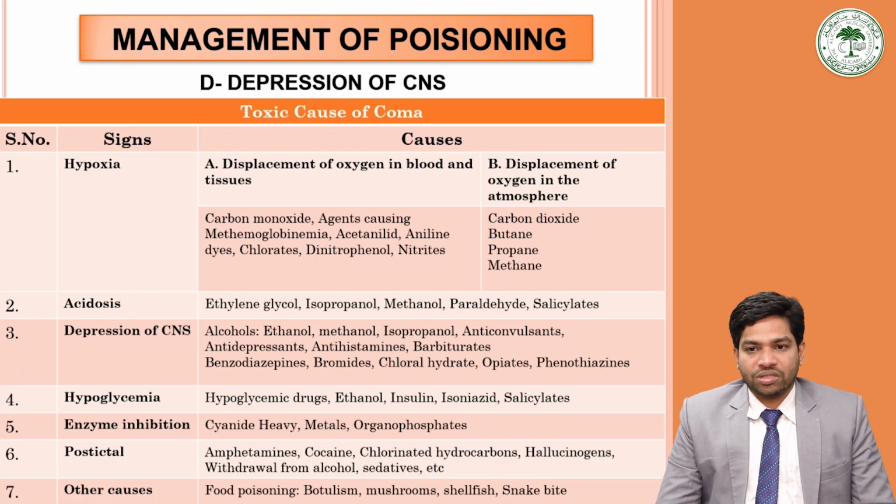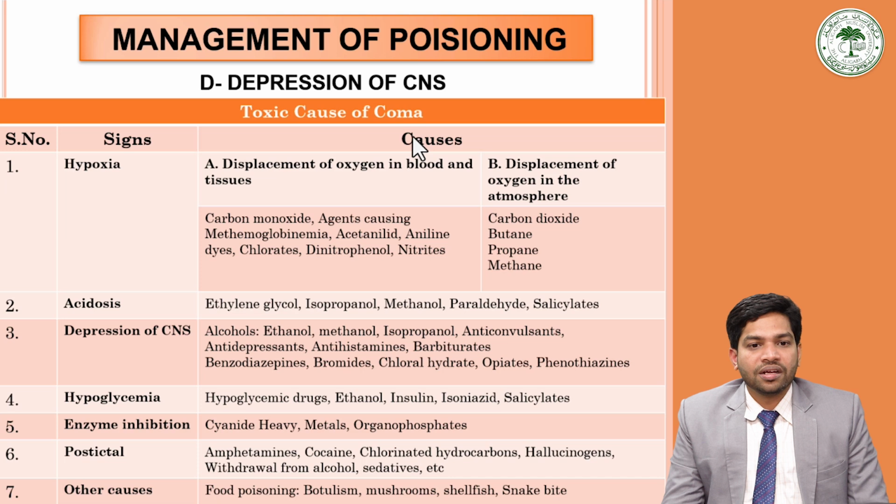Then there are numerous causes for coma, of which one of the most important is acute poisoning. A number of substances can induce coma, and it will require a great deal of astuteness and expertise to pinpoint the poison. So here you can see a number of causes for the comatose condition caused by toxic effects. The different types of coma produced by toxins are hypoxic coma, coma by acidosis, by depressants, hypoglycemic coma, by enzyme inhibitions, post-ictal, and other causes.